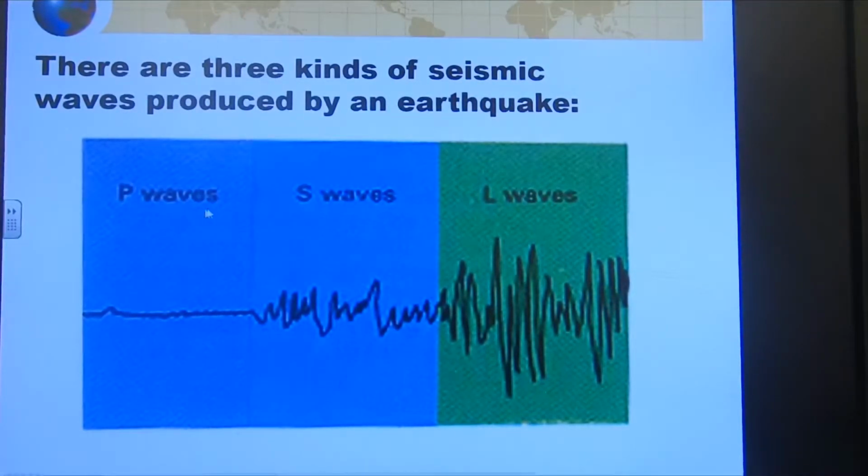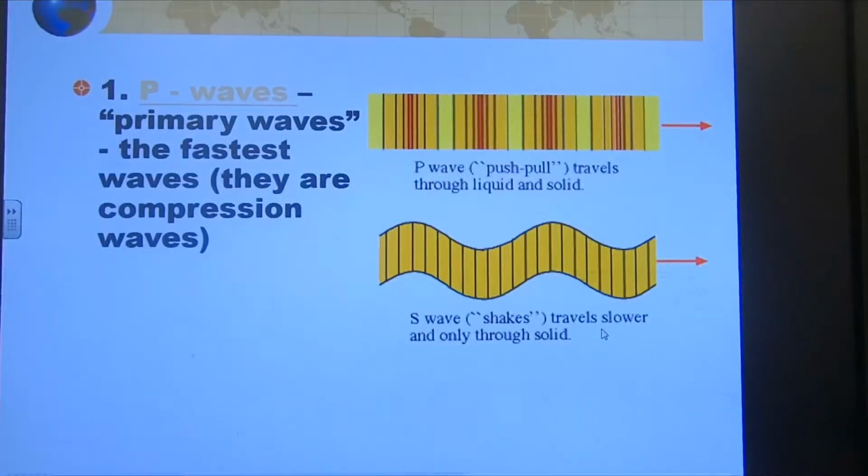So we have what are called P waves, which stand for primary waves, very, very small waves. They're fast. These are compact, but they're small. The S waves, which we call secondary waves, and of course the L waves are what we call long waves. So we're going to look at each one in a bit of detail. So starting with P waves, which are called primary waves.